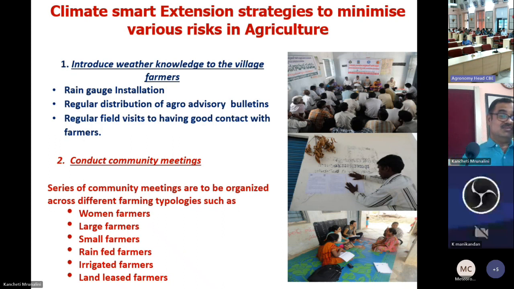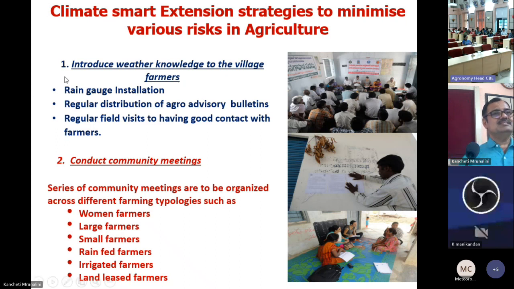So what do we have to do to build confidence and get the advisory adopted? These are the important strategies we have to adopt. Introduce weather knowledge to the village farmers. First of all, they have to develop the knowledge. Unless they have weather knowledge, they cannot understand. Even for you people, if you don't have any idea about weather elements, climate or risk, you will put on a blank face. Similarly with farmers; normally we use technical terms, but we have to use the local farmer language only.